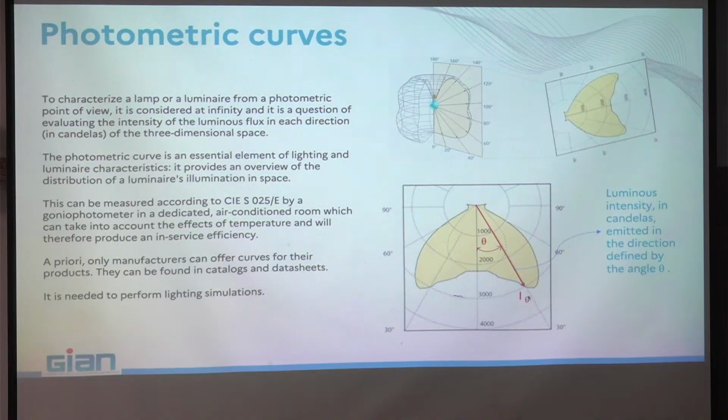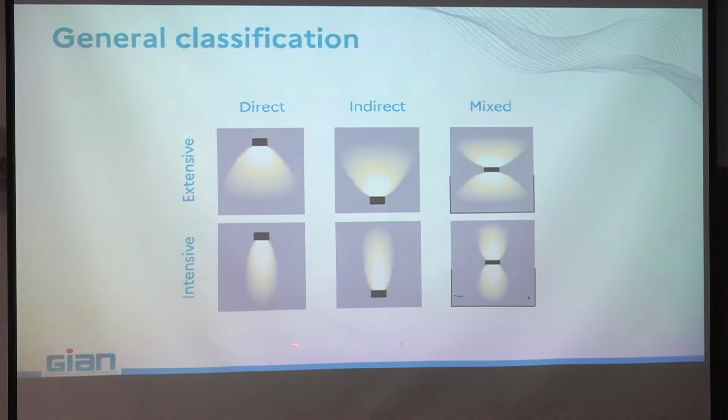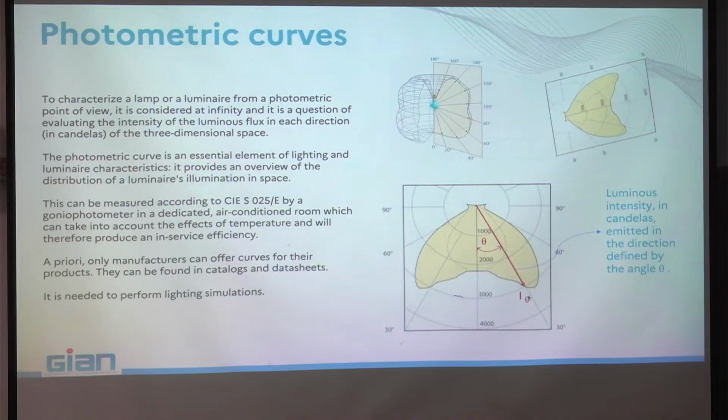How can you define this better? How can you define the beam shape? We use for that the photometric curves. I remind you that we spoke about that in the second lecture. We can measure that with a photogoniometer, which is a very specific instrument turning around the lamp. Here it is not the lamp but the global fixture.